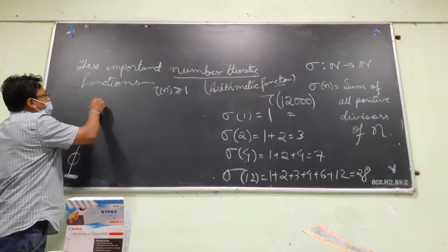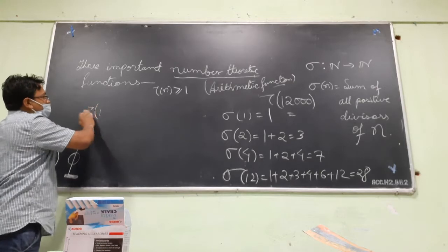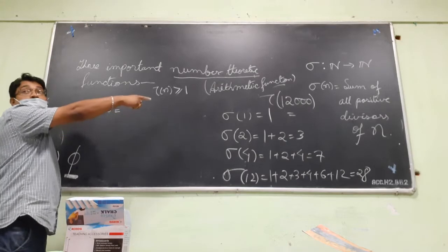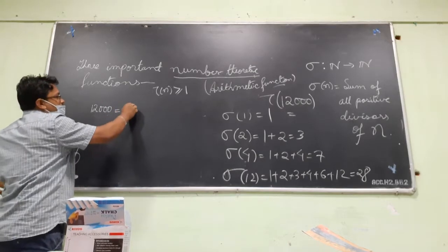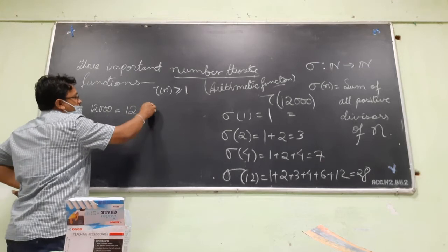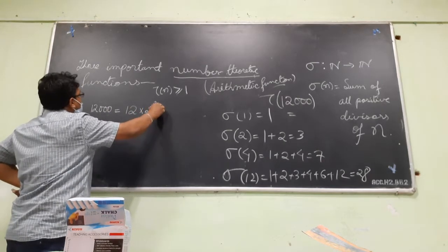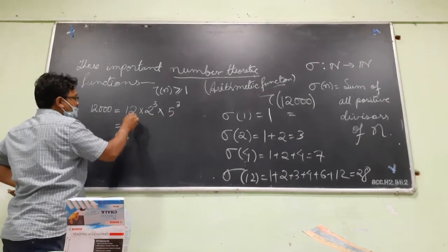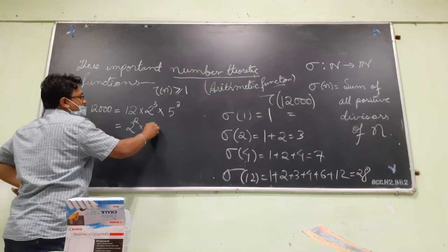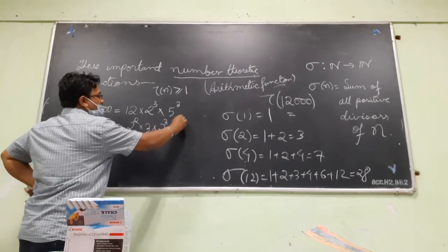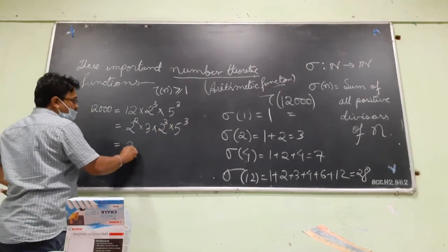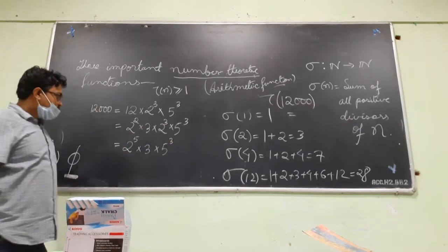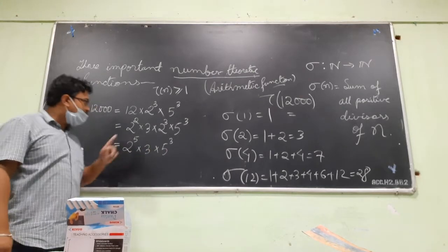So what we do is we write 12,000 as, we have to factorize it, prime factorization. We factorize 12,000 into 12 times 1,000. 1,000 is 2 cube into 5 cube. And 12 you can write as 2 square into 3. So this is actually 2 to the power 5 into 3 into 5 cube.